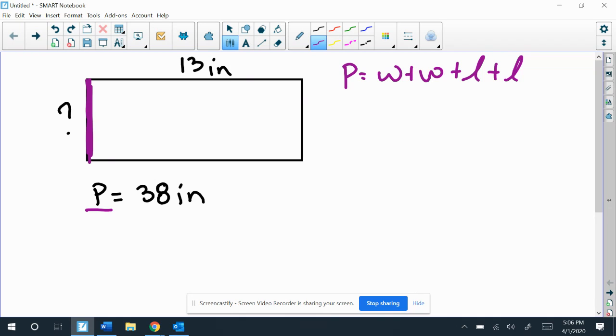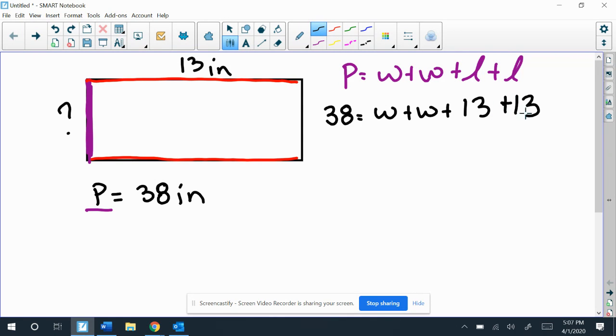I know that perimeter is 38. I don't know what my width is. That's the one missing, so I'm just going to put W. But I do know my length, that is up here, 13. But if I have 13 up here, I also have 13 down here. So I'm going to put 13 twice.